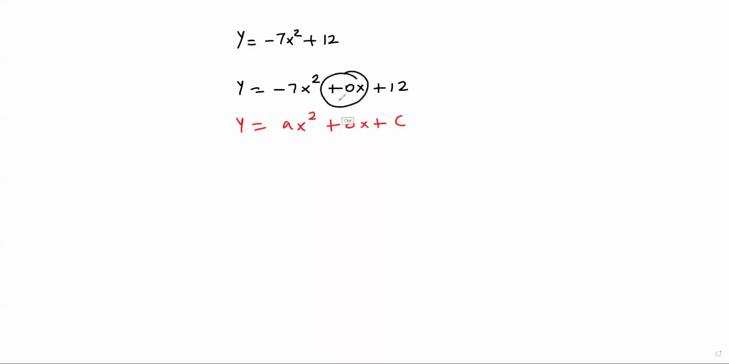So that's why I'm adding 0x. Okay, now when I compare the given quadratic function with y = ax² + bx + c, I get a = -7 and b = 0.